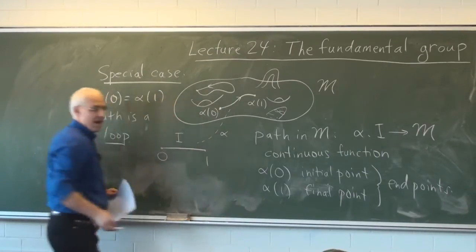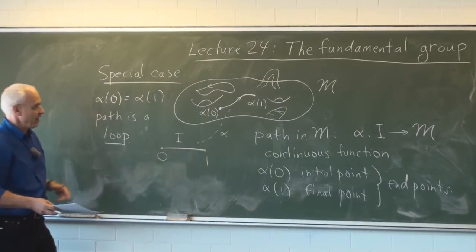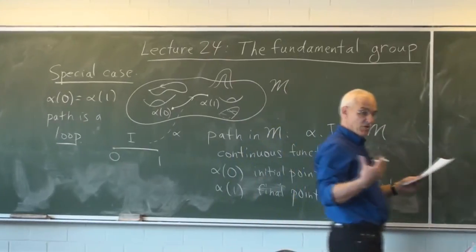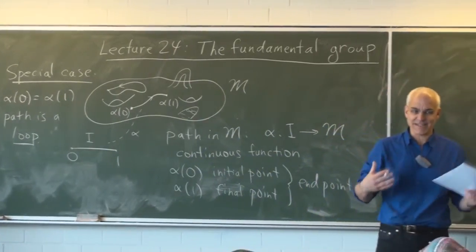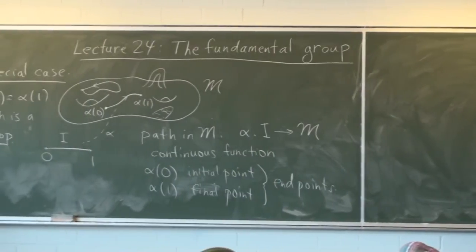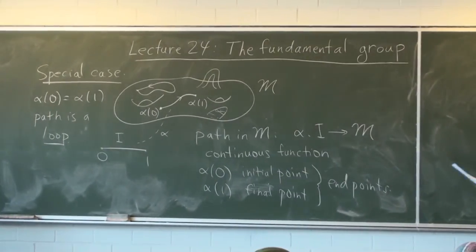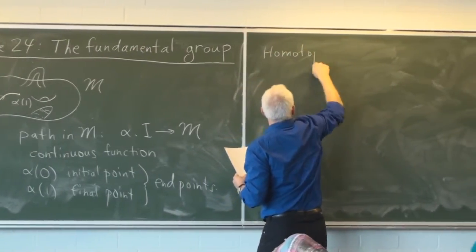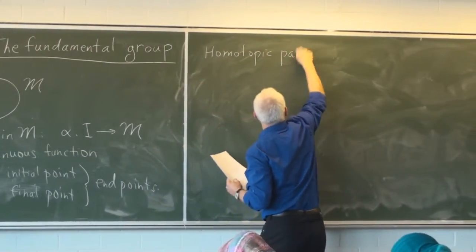Now, of course, there are many paths on a surface. In some sense, there are too many of them to consider them all separately. So what we want to do is group paths which are essentially the same together. The notion of essentially the same in this context is the notion of homotopic. So that's our next business. What do we mean by homotopic paths?